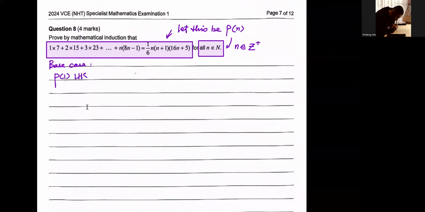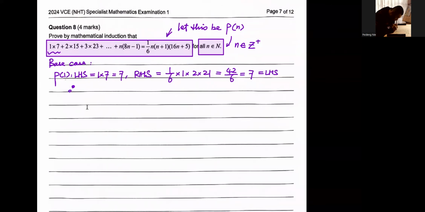P1 has left-hand side equals 1 times 7, because I'm just looking at the first term, which is 7. And the right-hand side is 1 over 6 times 1 times 2 times (16 plus 5), 21. So it's 42 divided by 6, that's 7, equals the left-hand side. Therefore, P1 is true. Okay?